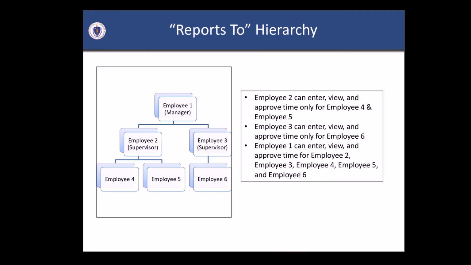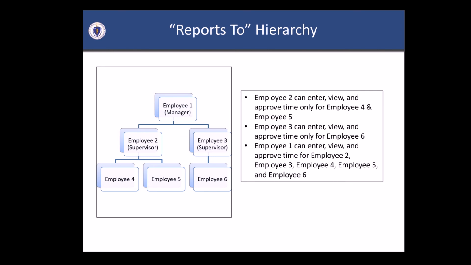So now that I've completely confused you, this chart is really nice. It shows what people can see. At the very top, we have employee 1. He or she is a manager and has 2 direct reports, employee 2 and employee 3. And then employee 2 has 2 people who report to them, and employee 3 only has 1.